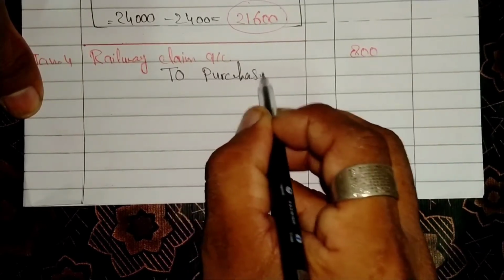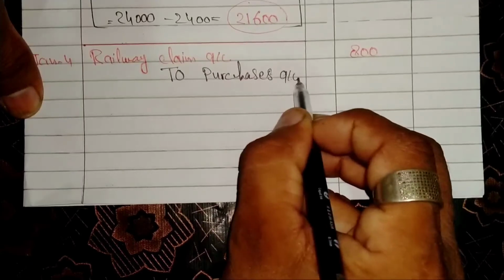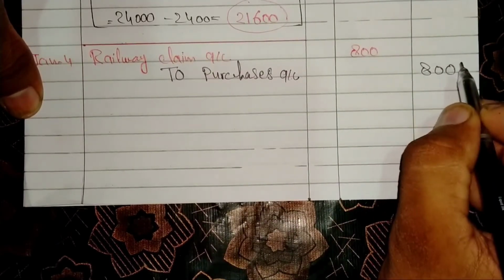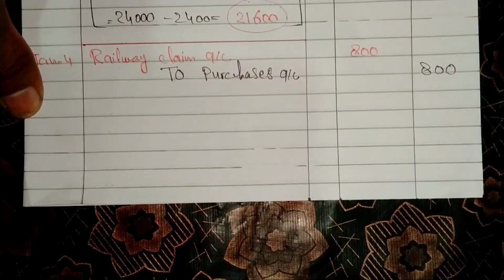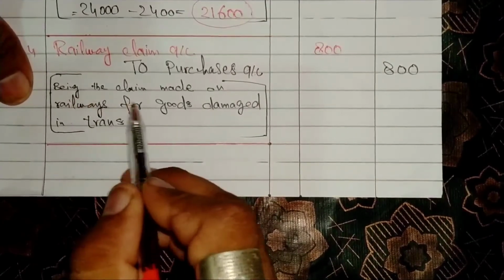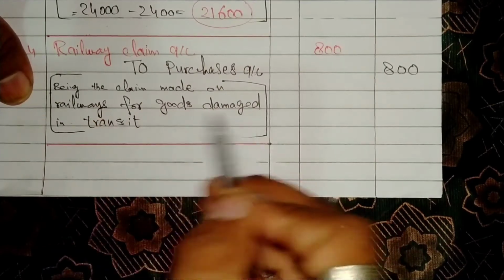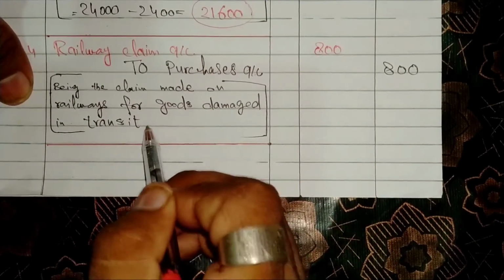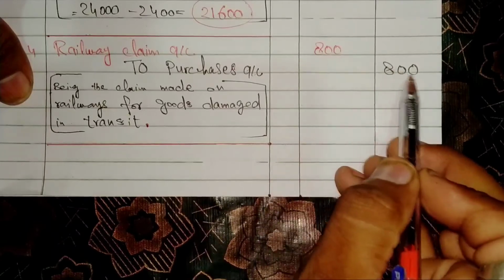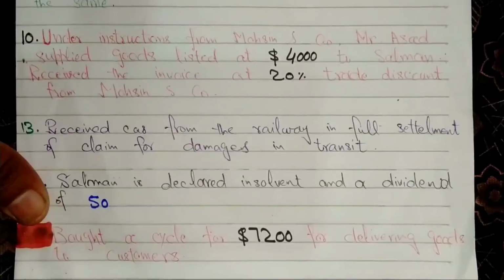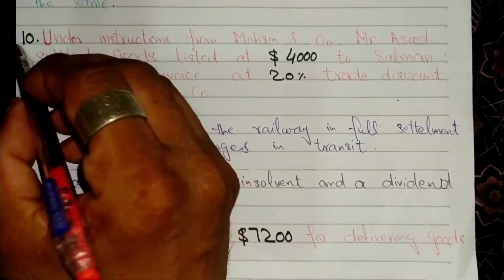Purchases account with amount $800. Description will be: being the claim made on railways for goods damaged in transit, which is amounted $800. Right?